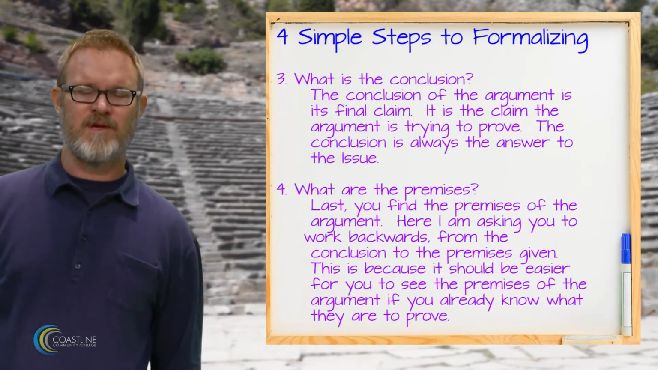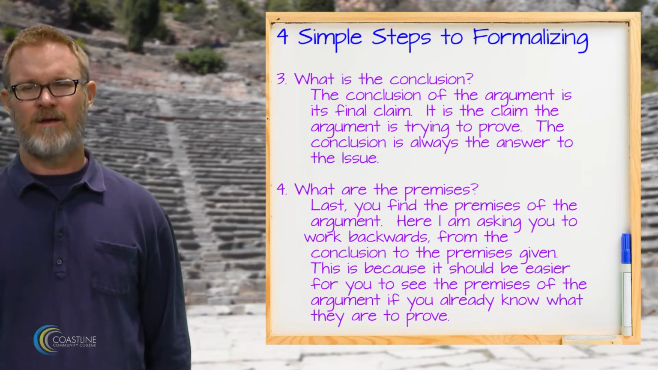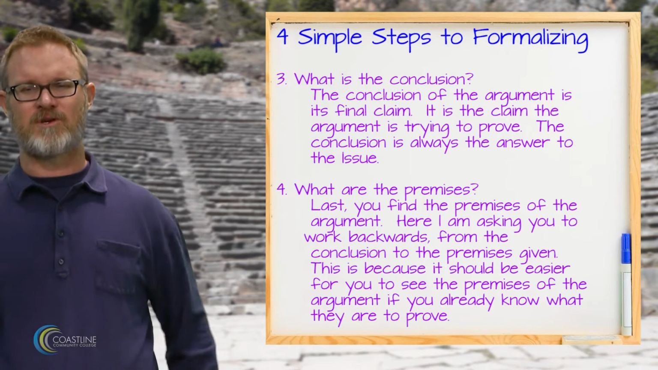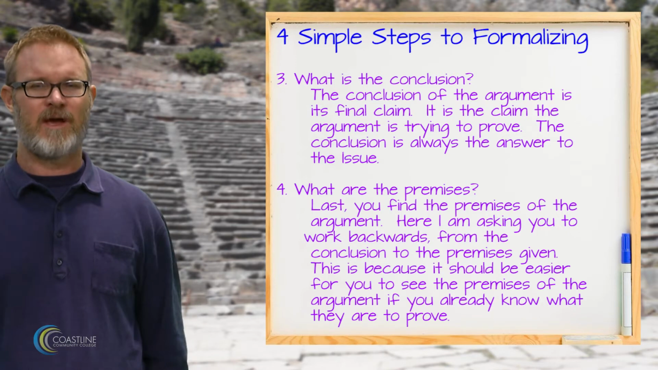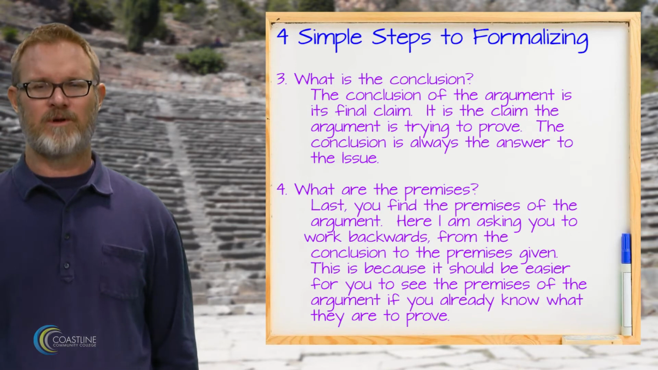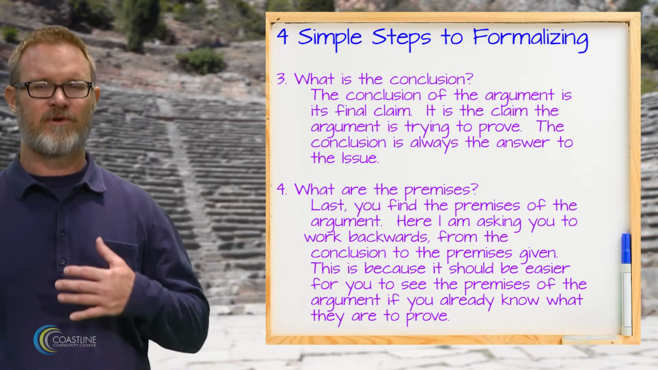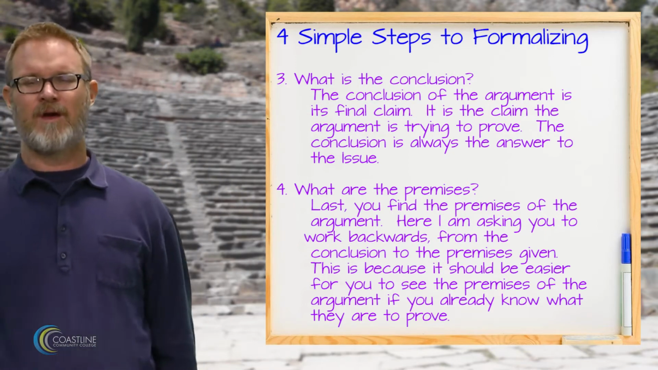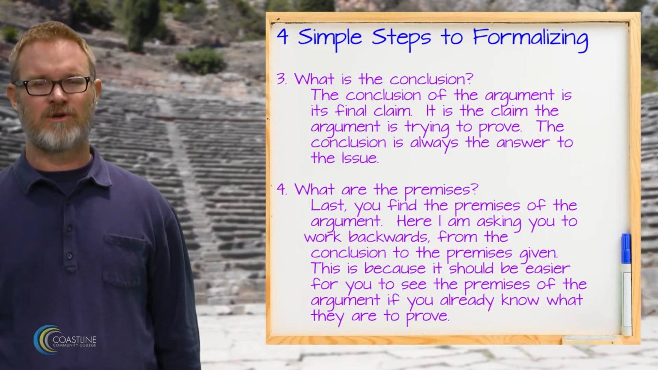The third step is the conclusion. We ask what the conclusion of the argument is. It's good to know that the conclusion of the argument is just the answer to the issue. So whatever the issue is, the conclusion will answer that question. Usually what we want to do is find the conclusion first by looking for a conclusion indicator word or phrase like thus or therefore. That usually acts as a signal to the conclusion of the argument.